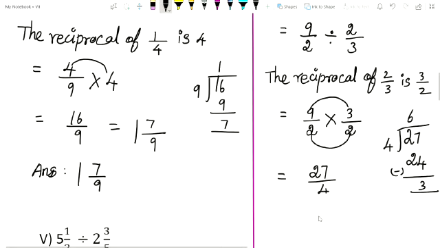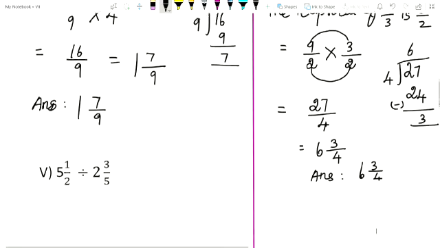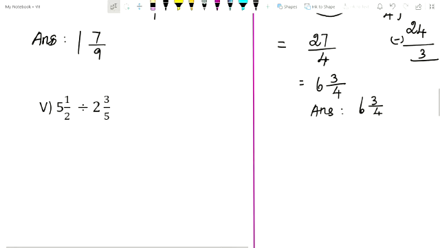Now quotient is 6, remainder is 3, divisor is 4. What is the answer, children? 6 into 3 by 4. Do you understand, children? Okay, children, see the next question.